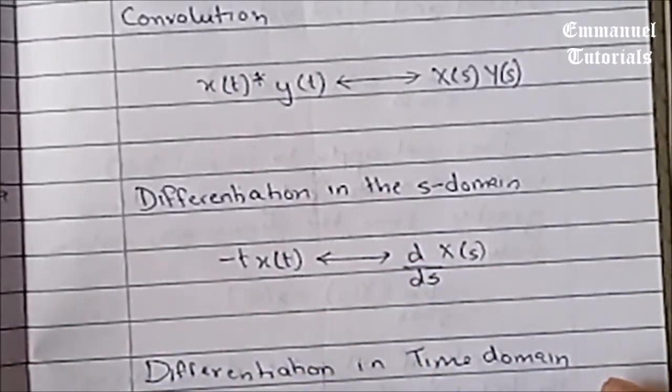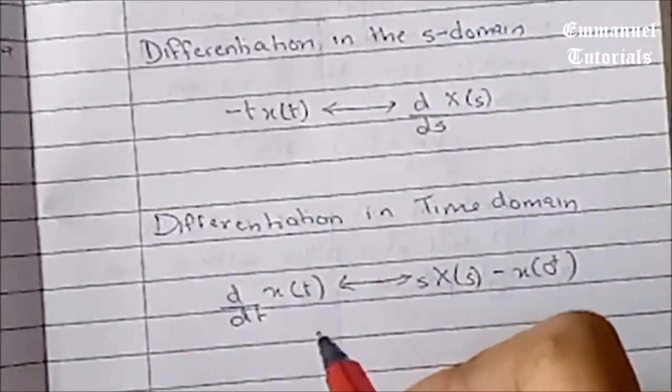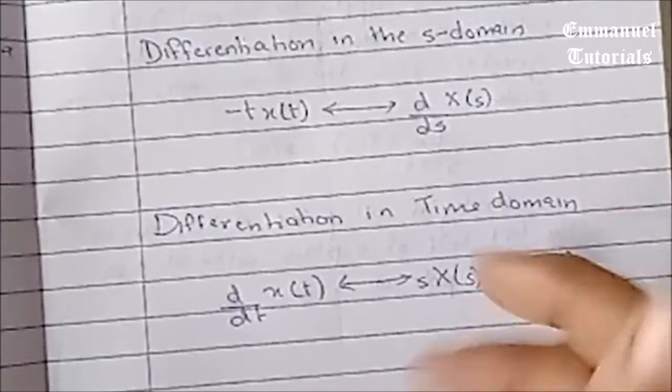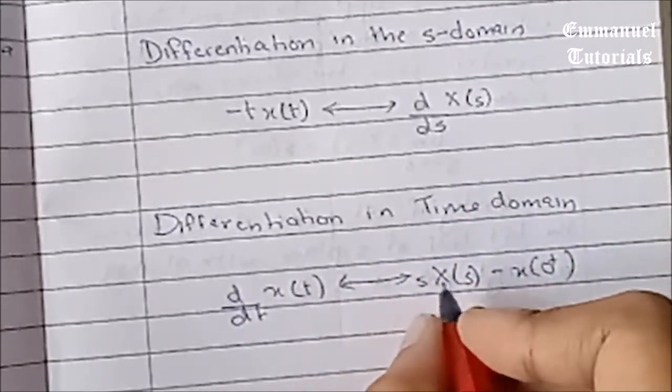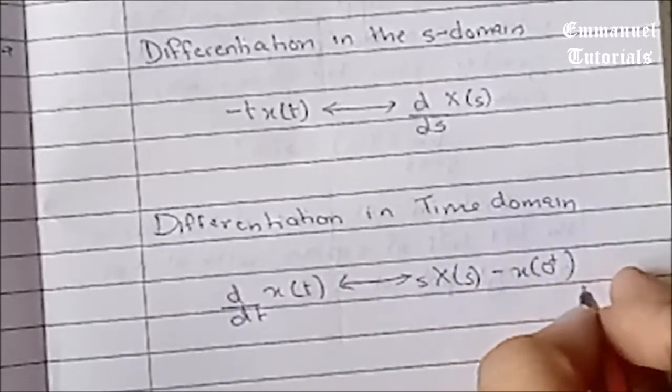Now next is differentiation in the time domain. What will happen if you differentiate the signal in the time domain? In the resultant Laplace transform or the s domain, you will multiply x of s by s and subtract x of 0 plus.